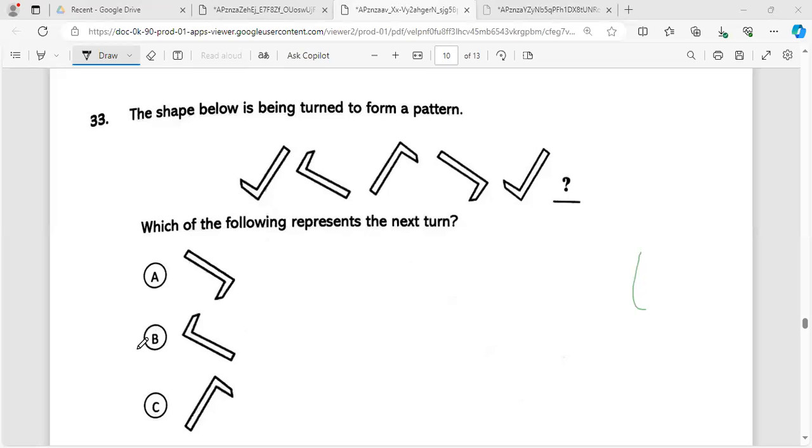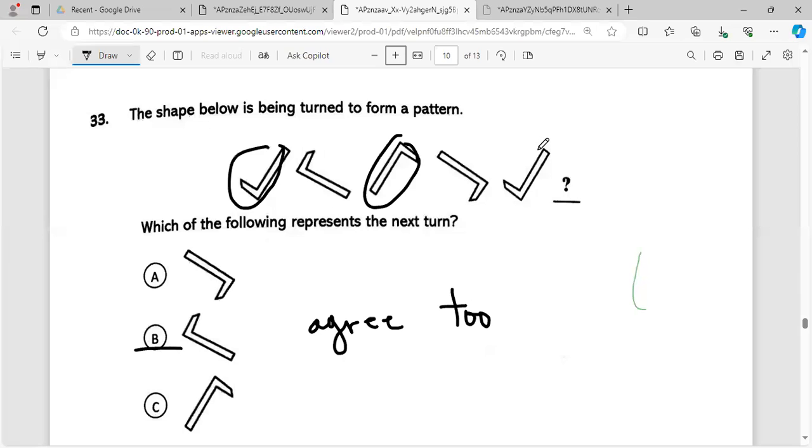I agree, sir. It's just spinning around in circles, and if it was to be the other pattern, it would be that. I agree, guys. All right, I agree.